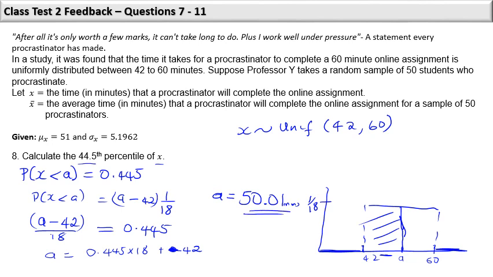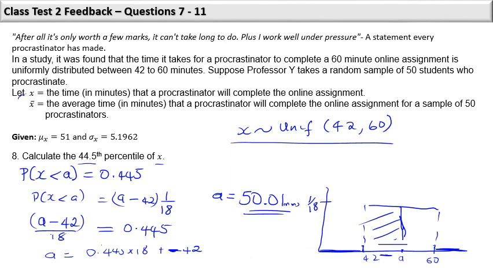All right, so your 44.5th percentile for X will be 50.01. I hope we all are on track here. All you needed to do is remember what variable you're dealing with. In this case, we are dealing with X, and we have established that X follows a uniform distribution. That is why it was easy for us to do this question. I hope we are all happy.